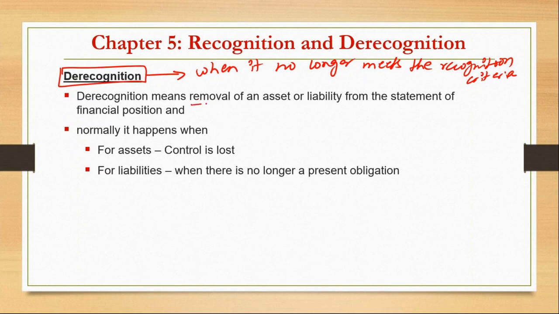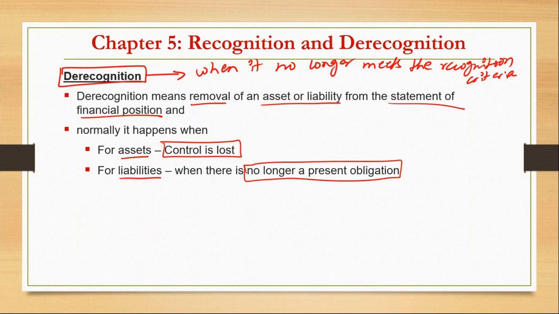So the derecognition means removal of an asset or liability from the statement of financial position, and when actually it is removed, in case of assets when the control is lost, and in case of liability when there is no longer a present obligation.